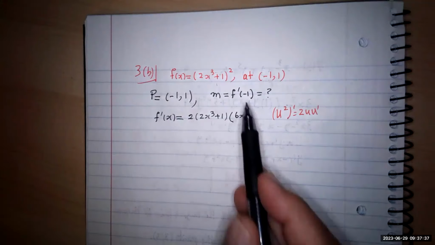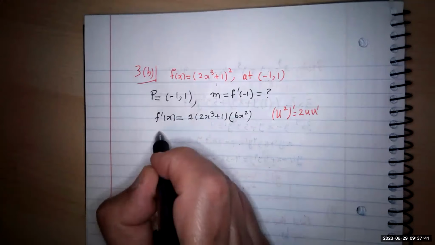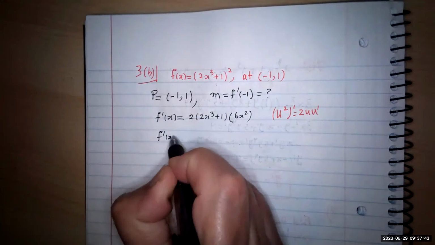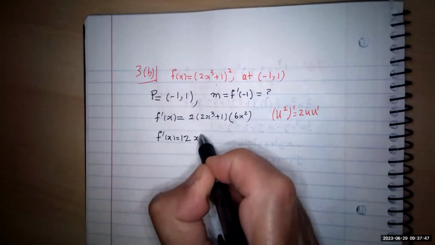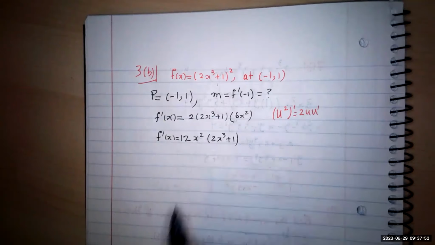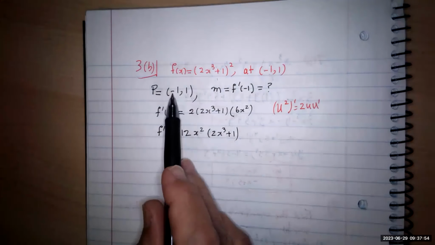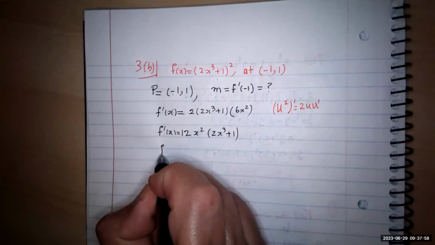Simplify, then substitute. You have a monomial to take care of. 6 times 2, 12. So we get f prime of x equal to 12x squared times 2x cubed plus 1. That's your f prime. The point is at -1. So find f prime of -1 to get your slope.